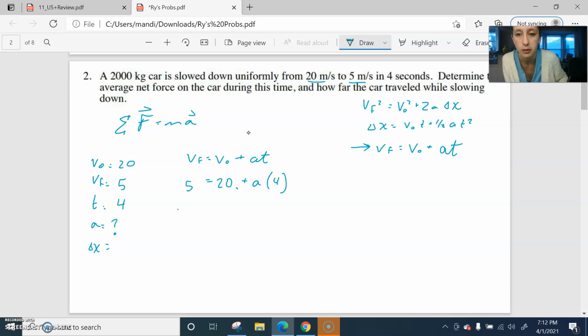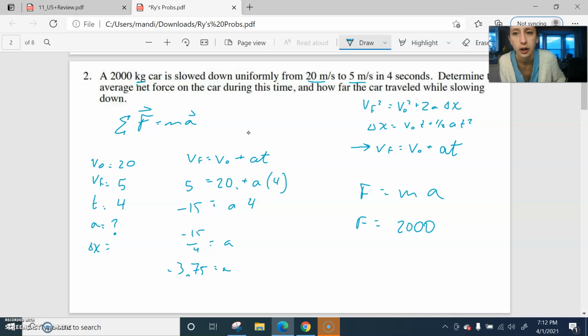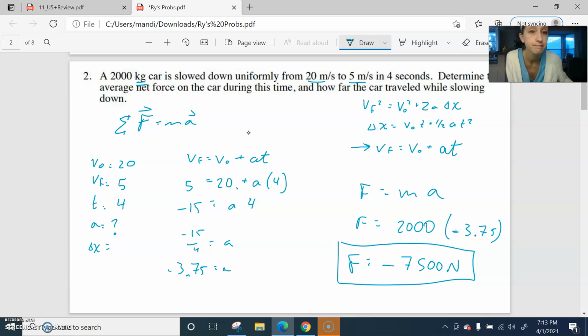So if I subtract 20 from each side, we get negative 15 equals A times 4. Negative 15 over 4 equals A. That ends up being negative 3.75, which is our acceleration. So if we do F equals ma, the mass is 2,000. Make sure that's in kilograms, but we're already in kilograms, so that's fine. And the acceleration is negative 3.75. So if I multiply those, I get negative 7,500 newtons. That's the unit, negative 7,500 newtons.